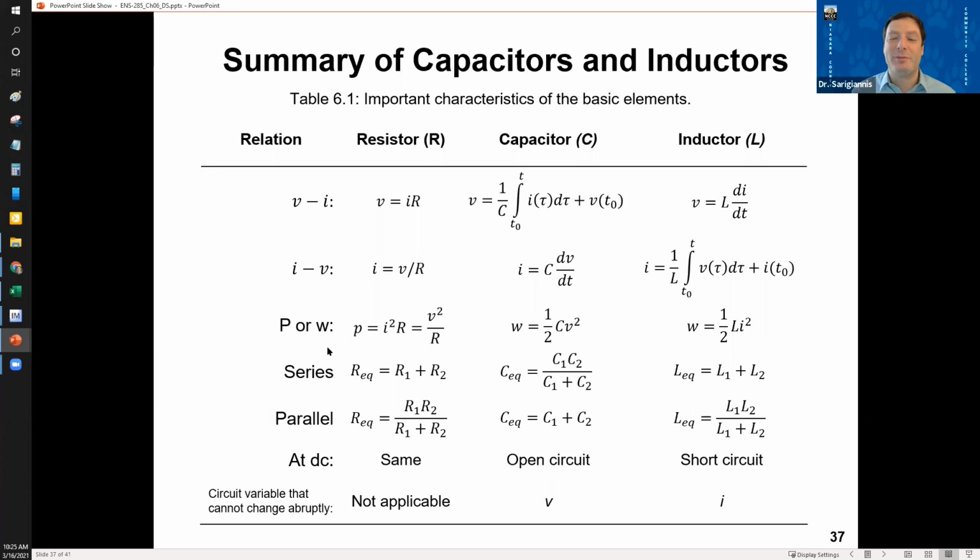This is the power for them. This is how they act in series and parallel, and then how they operate in DC, right? DC, same. Capacitor and inductor are open and short. And then, yeah, circuit variable that cannot change abruptly, right?